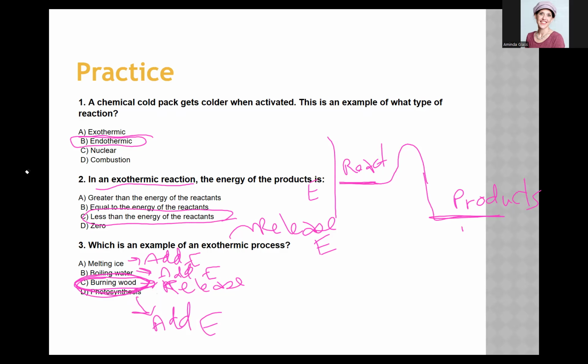Photosynthesis, you're adding sunlight and the plants are making the energy that they need.